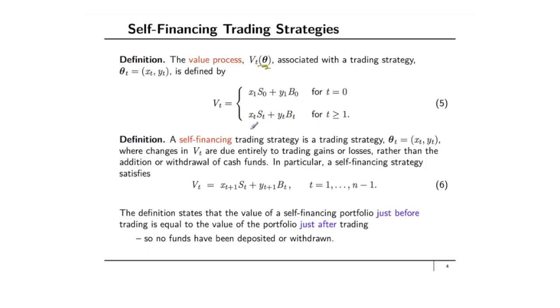We need a slightly different definition for t equal to 0, and that's because we don't have an x_0, y_0. If you recall, x_t is the number of units of shares that we purchase at time t minus 1. So if we had an x_0, we would be referring to time minus 1, but we don't have a time minus 1. So we have a slightly different definition for t equal to 0, but we still end up with the value of the strategy at time 0. So when t equals 0, we get V_0 equals x_1 times S_0 plus y_1 times B_0. But of course, x_1 is chosen at time 0 and y_1 is chosen at time 0. So if you like, this is the value of the portfolio immediately after trading at time 0. Okay, so that's the value process.